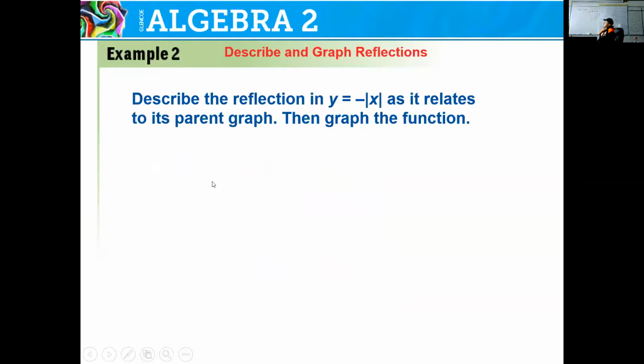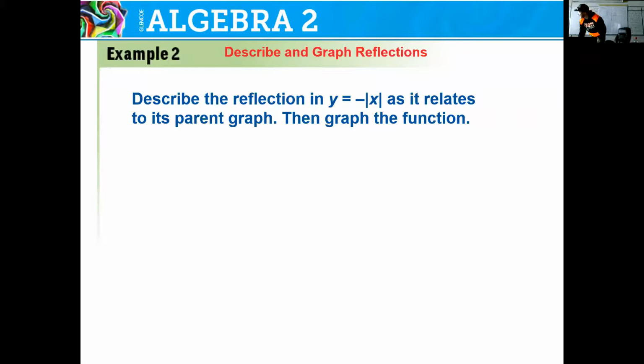Okay, so now let's talk about this one. If we look, the absolute value of a is still 1, so it hasn't been stretched or compressed at all. The value of h is 0, so it hasn't slid horizontally at all. The value of k is still 0, so it hasn't slid vertically at all. It just has a reflection because the value of a is negative. So remember, if the value of a is negative, that flips it over the x-axis.